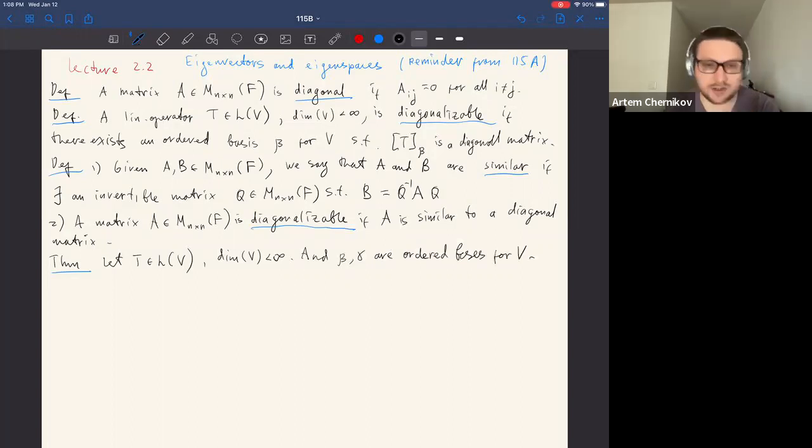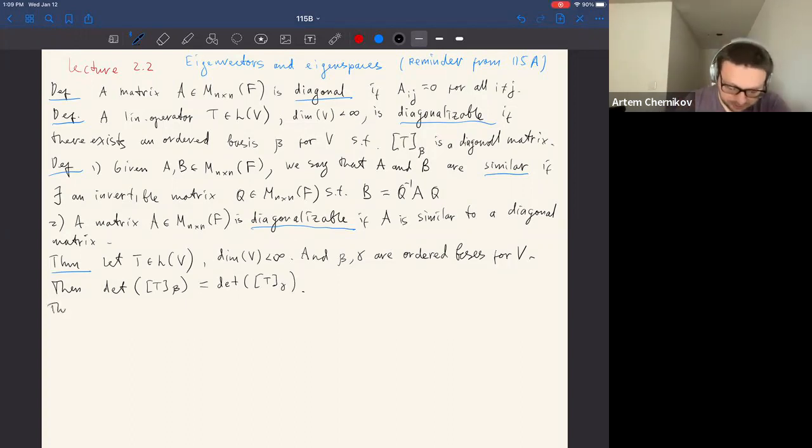Okay, so they can be distinct, they can be the same, doesn't matter. Okay, so then we have that the determinant of the matrix representing T with respect to beta is equal to the determinant of the matrix representing T with respect to gamma. Okay, so this is true. So what does it mean? So this means that the determinant of the matrix representing T with respect to some ordered basis beta, in fact, does not depend on beta.